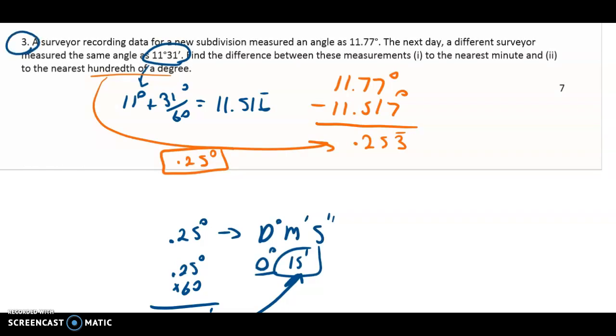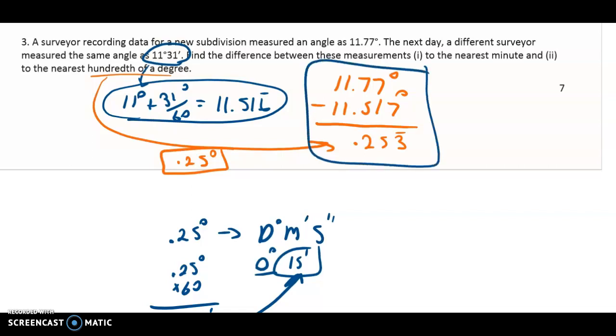Okay, so for number 3, let's talk about my thought process. So the first thing I noticed were that the 2 measurements that they gave us were in 2 different forms. So this one was in decimal degrees, and this one was in degrees, minutes, and seconds. So that kind of posed a problem for me. So what I decided to do is take the degrees, minutes, and seconds and turn it into decimal degrees, and then I subtracted the 2.